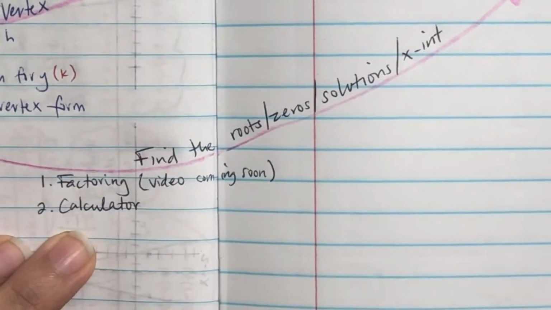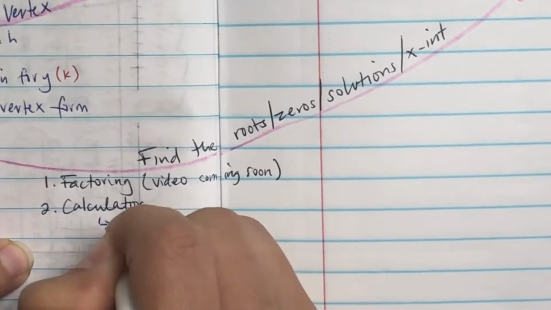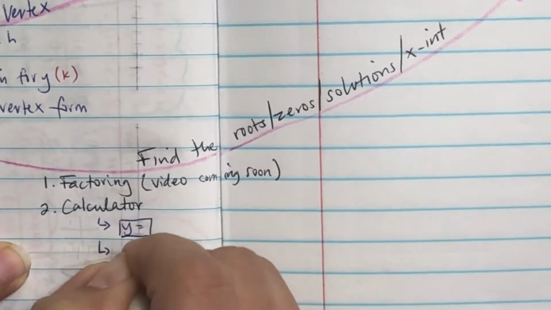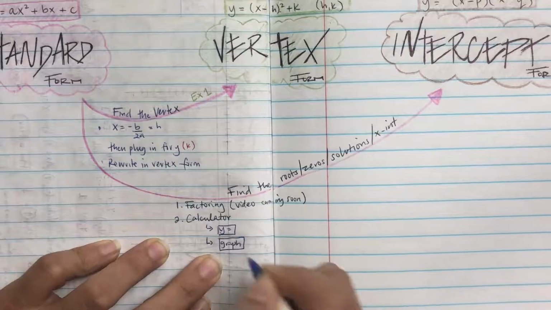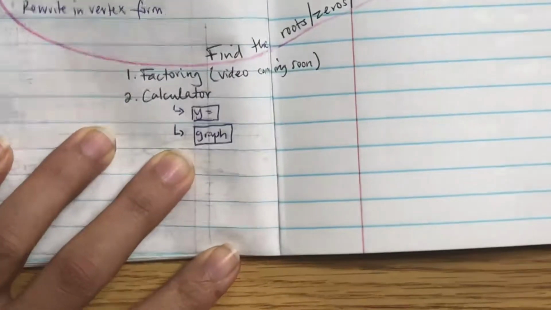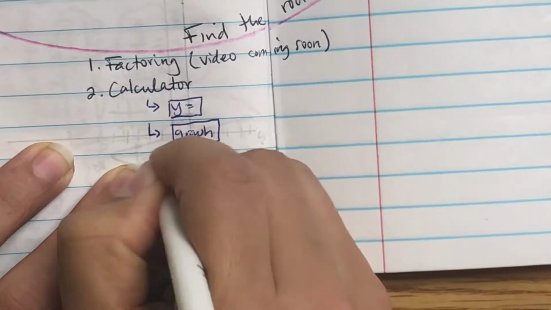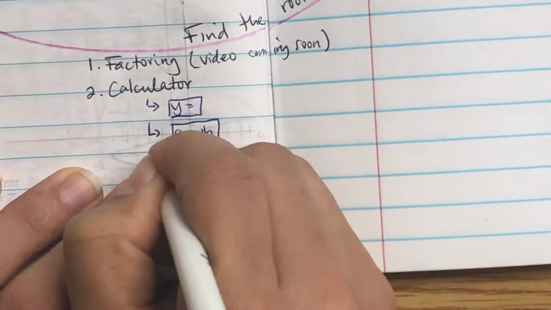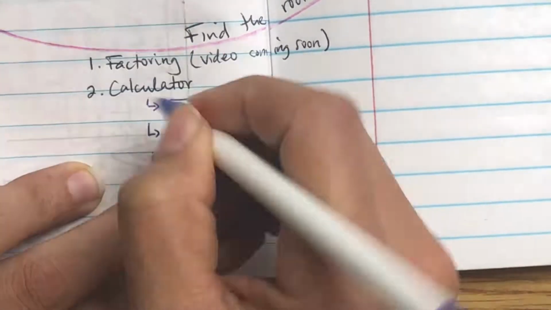So when you have your calculator, you're going to hit your y equals button. Then you're going to hit your graph button. Then if you need to change your window, you're going to hit your window button. This is a listening check. Color in graph. Color in graph.